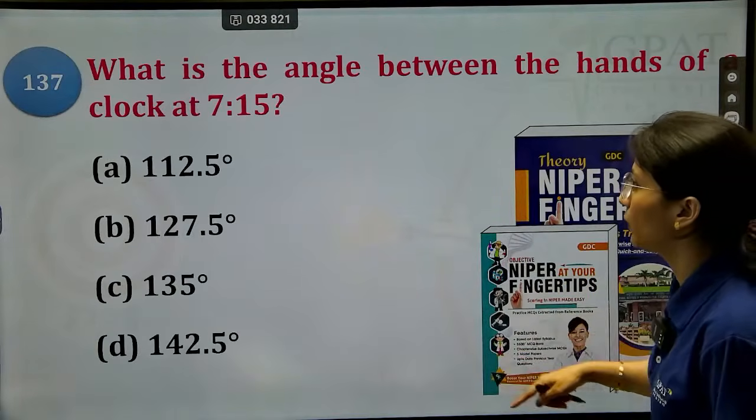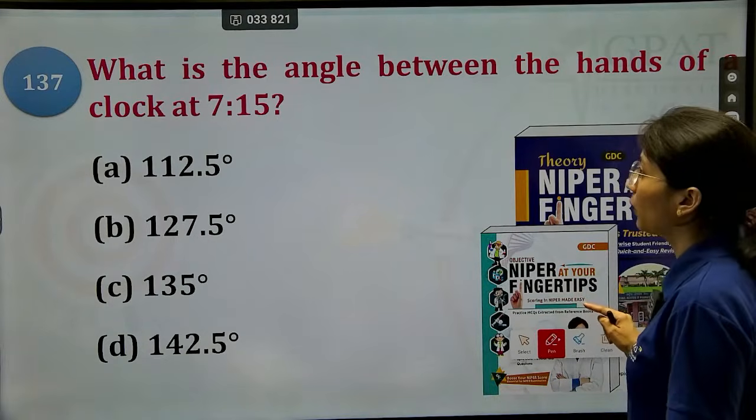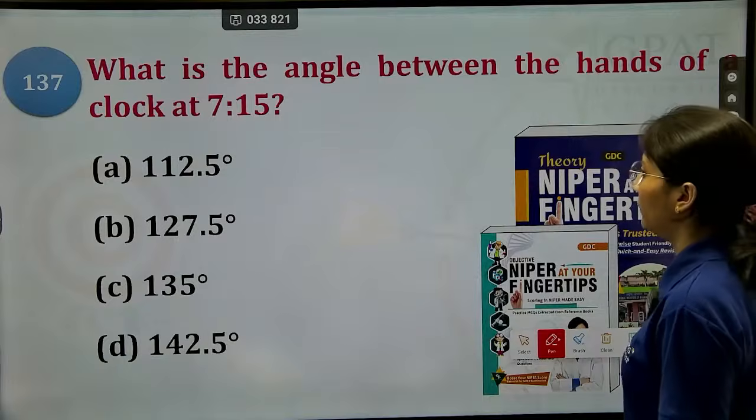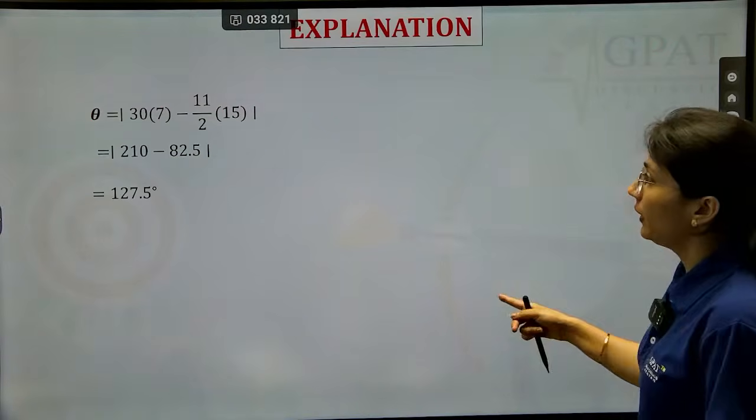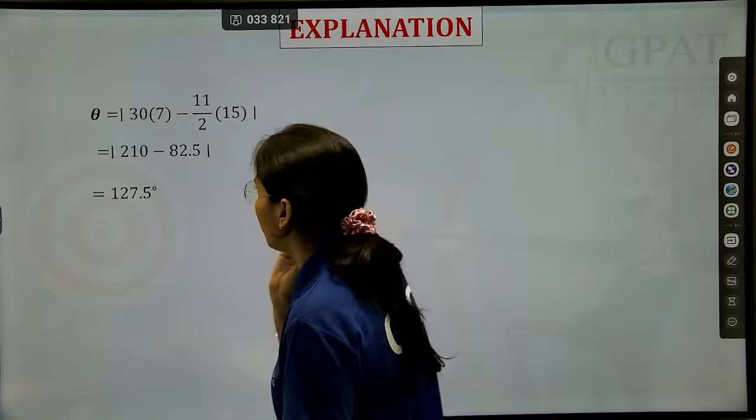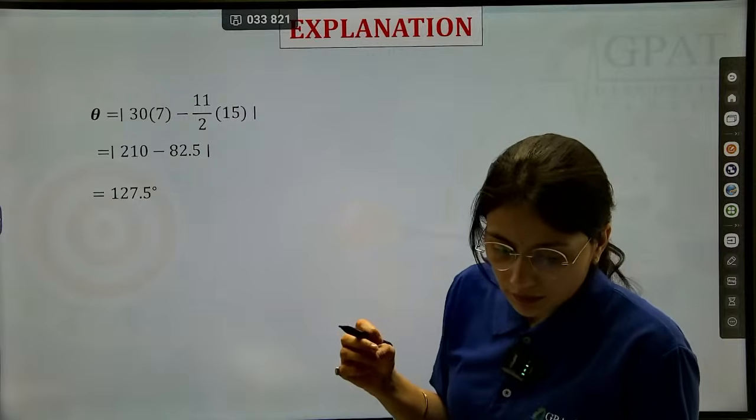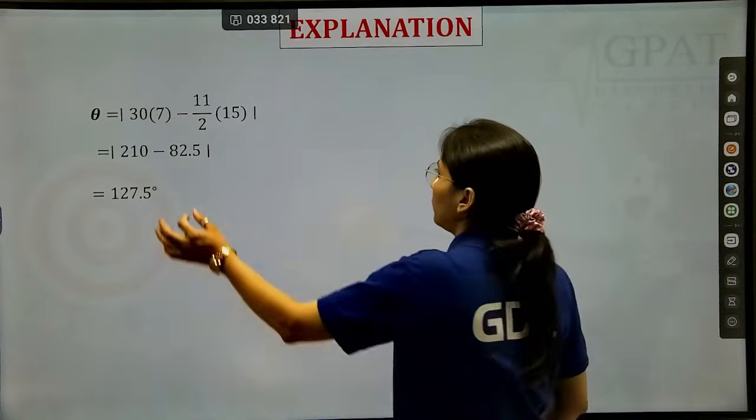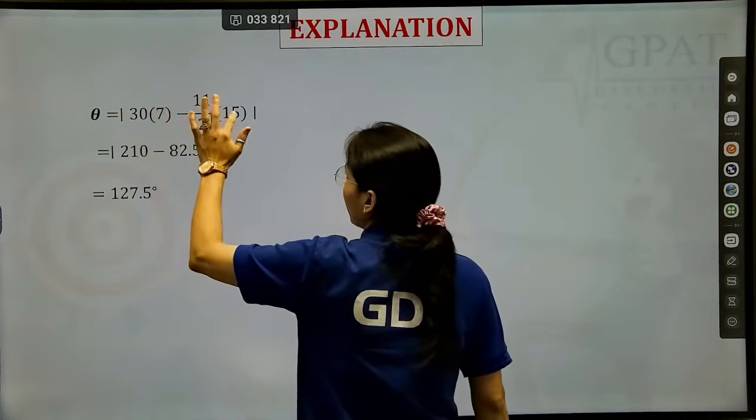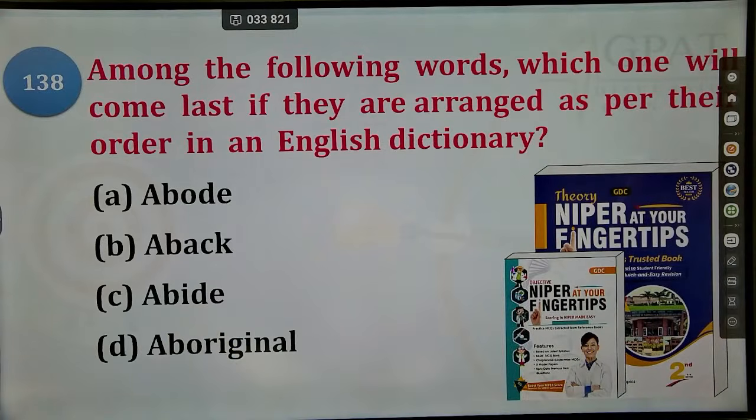That is question number 137. What is the angle between the hands of a clock at 7:15? We have to find the angle. We can directly use the formula: theta equals 30 times (7 minus ...), where we have 7 hours and 15 minutes. So we put 7 here and 15 here. When we solve, we will get 127.5 degrees.